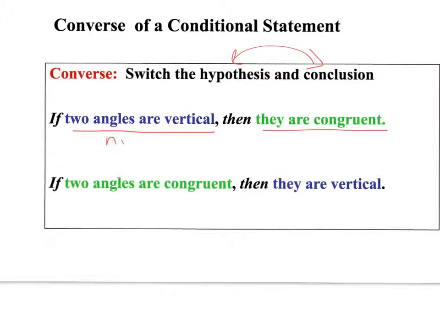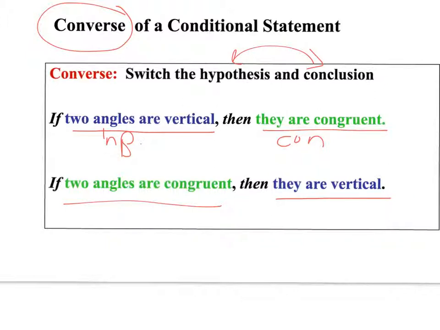This would be the hypothesis, and this would be the conclusion. So if you want to write the converse of an if-then statement, you take the conclusion and put it after the if, and then you take the if statement, the hypothesis, and make it the conclusion. So to read it, you would say if two angles are congruent, then they are vertical. So that's two different kinds of statements we're going to look at. The original conditional, which is if-then, and the converse, which is what you do when you switch them.